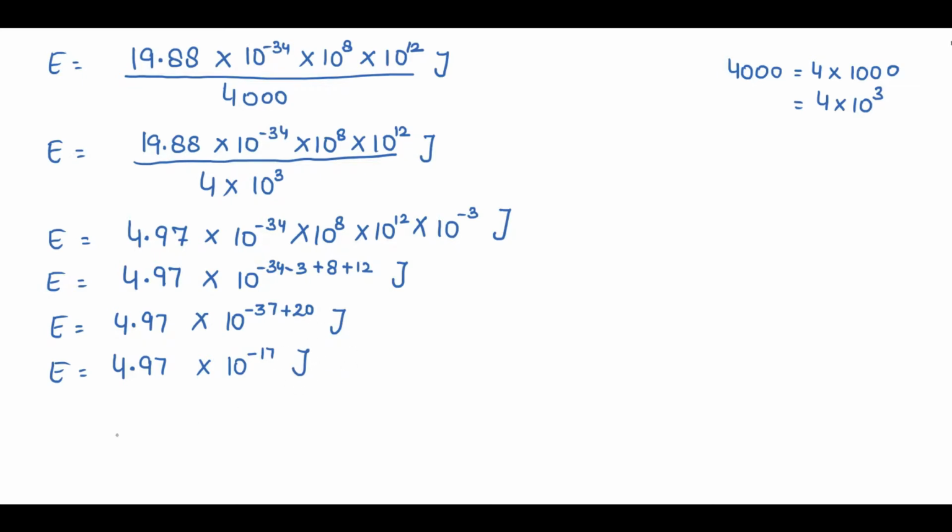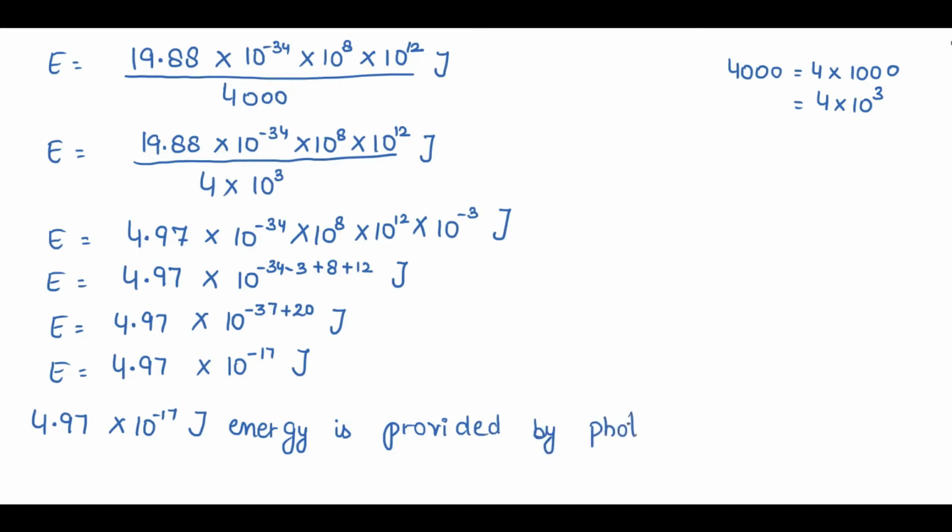Now we'll apply the unitary method. So you can write: 4.97 into 10 raised to power minus 17 joule energy is provided by 1 photon. And 1 joule energy is provided by how many photons?